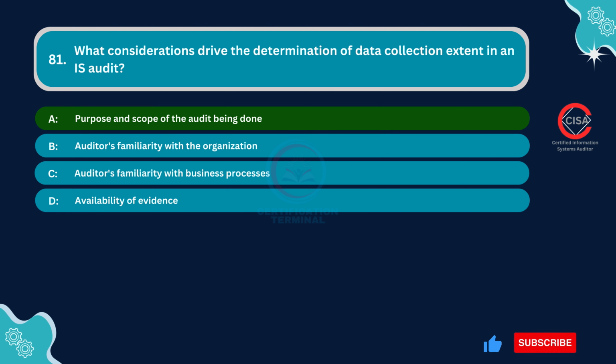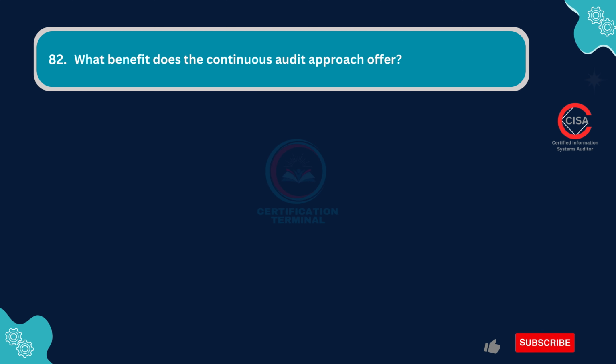This defines the entire reason for the audit. Are you investigating a specific control failure, assessing overall IT governance, or something else entirely? The purpose will dictate what information is most relevant and how much detail is needed. Similar to business process knowledge, familiarity with the organization can help identify areas of potential risk, but it shouldn't solely determine data collection extent.